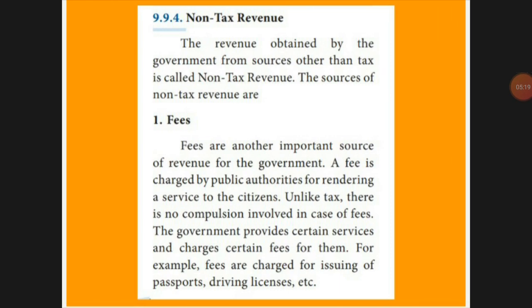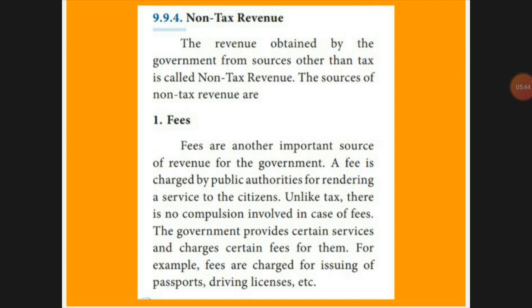Next, we'll go for the non-tax revenue. Non-tax revenue in the sense the tax which is collected not in the form of a tax. That is what a non-tax. First one we go for the fees. Fees means it's a source of revenue of the public authority. It is charged by the public authority for the service what the public authority is rendering to its citizens.